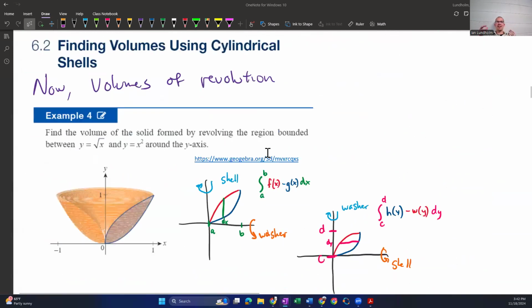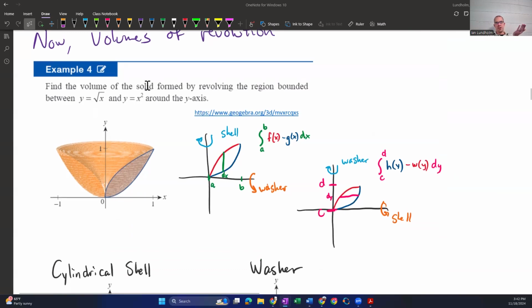The next one is finding volumes using cylindrical shells and washers. So volumes of revolution. The idea being that based on this little leaf pattern, here we're trying to find the volume of a solid formed by revolving this leaf region around the y-axis. So on the top of this is y equals the square root of x. On the bottom of this is y equals x squared. What I'm trying to do in this first one is take a big picture overview and show you how these strategies relate to each other.